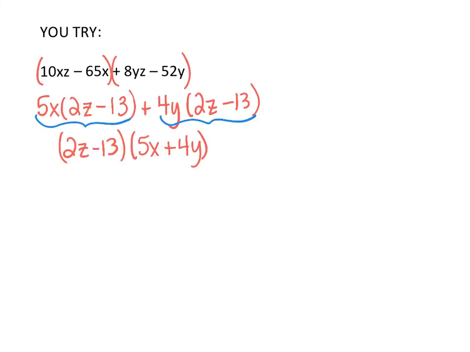Okay, so when I factor 10xz minus 65x plus 8yz minus 52y, I end up with 2z minus 13 times 5x plus 4y. So that is factoring by grouping.